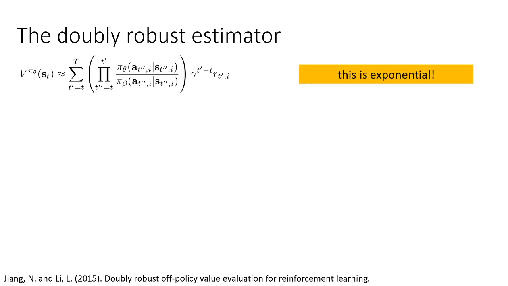So this is just the importance sampled value estimator from the previous slide, and it's still exponential in the time horizon. Notice that it's multiplying together the action probabilities from little t to little t prime, and little t prime goes all the way up to capital T. So at the very last time step, you're still multiplying together O of capital T probabilities.